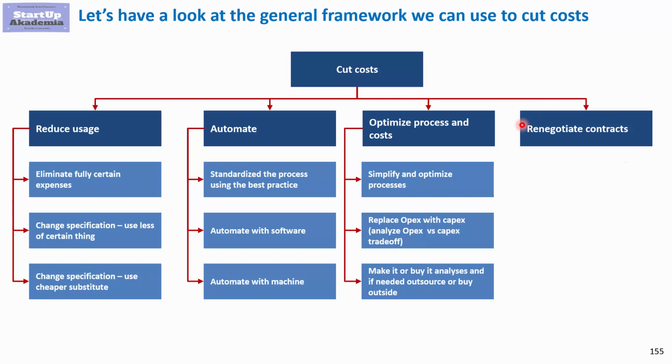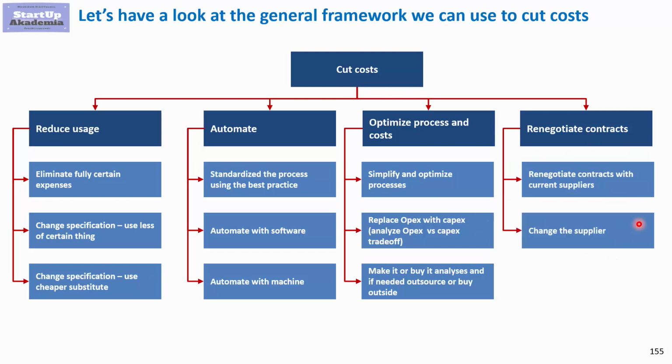The final direction in cost cutting is obviously renegotiating contracts. So here you can renegotiate the contracts with current suppliers. So get better conditions, maybe lower prices, extended payment terms. Then another thing is to change the supplier. So maybe do some sort of an auction and get offers from different potential suppliers, and pick the best one.